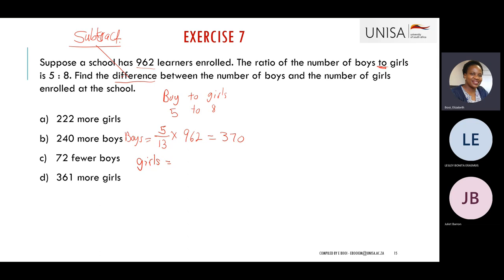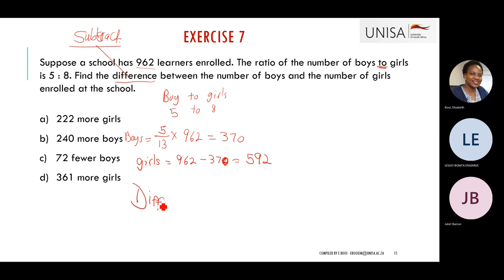And I can find girls. I don't have to calculate the ratio because I can just take 962 minus 370. That will give me the number of girls. So 962 minus 370 will give me the number of girls. There are 592 girls.